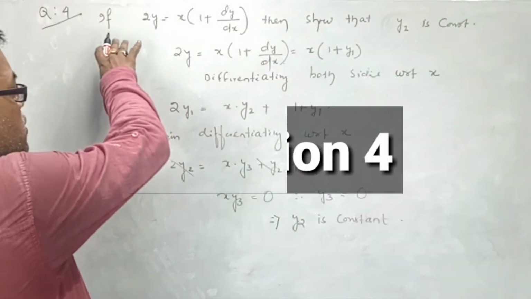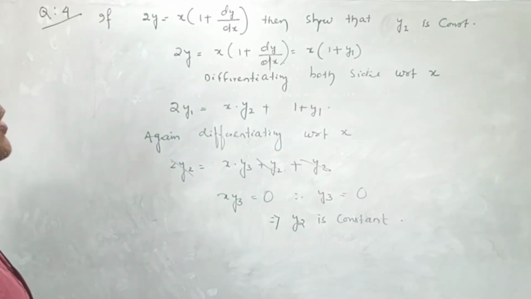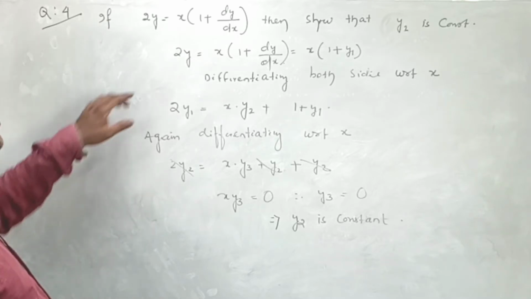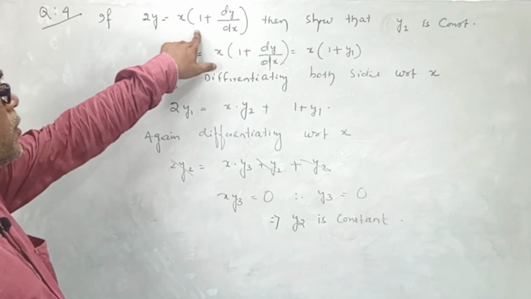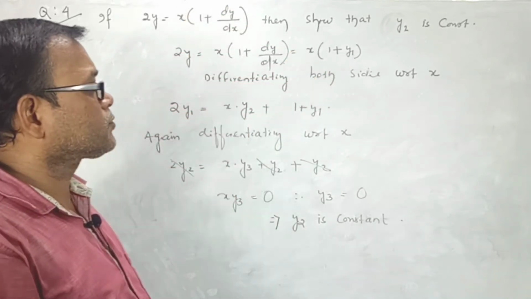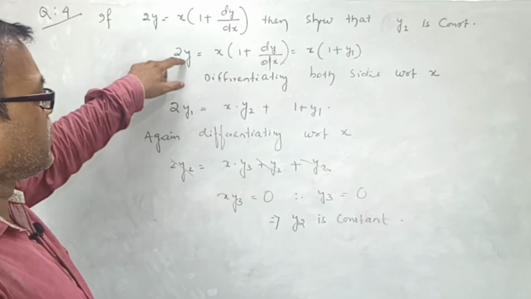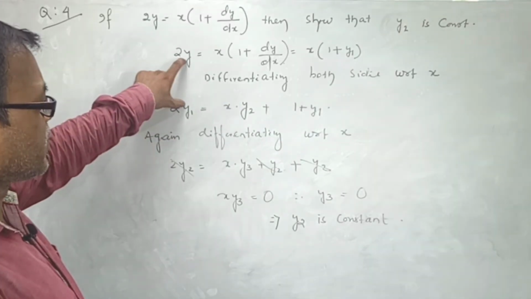Next question: if 2y is equal to x into 1 plus dy by dx, then show that y2 is constant. In this question, we are given 2y equal to x into 1 plus dy by dx. Dy by dx will be written as y1. Now if you differentiate both sides with respect to x, y will be differentiated the first time, so it will be y1.